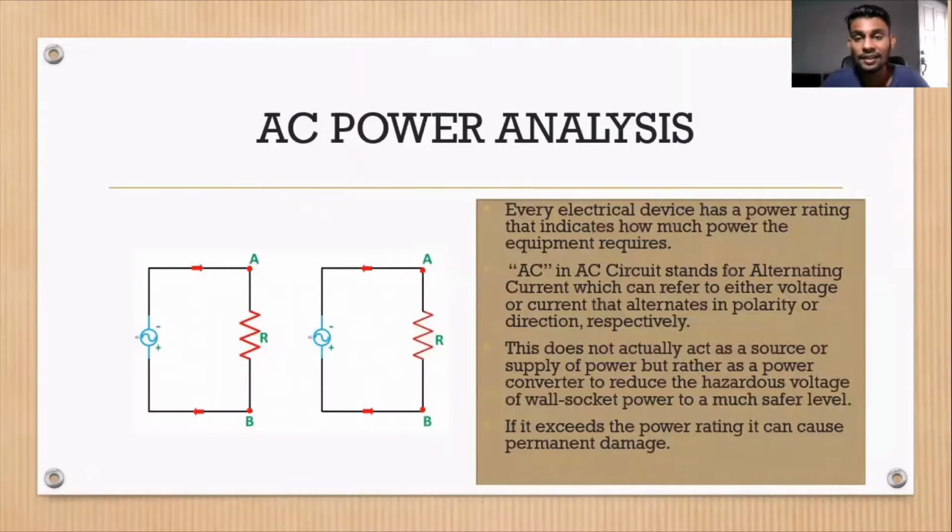As you can see on screen, AC power analysis: every electrical device has a power rating that indicates how much power the equipment requires. AC stands for alternating current, as we all know, which can refer to either voltage or current that alternates in polarity or direction respectively. This does not actually act as a source or supply of power, but rather as a power converter to reduce the exodus voltage of wall circuit power to a much safer level. If it exceeds the power rating, it can cause permanent damage.